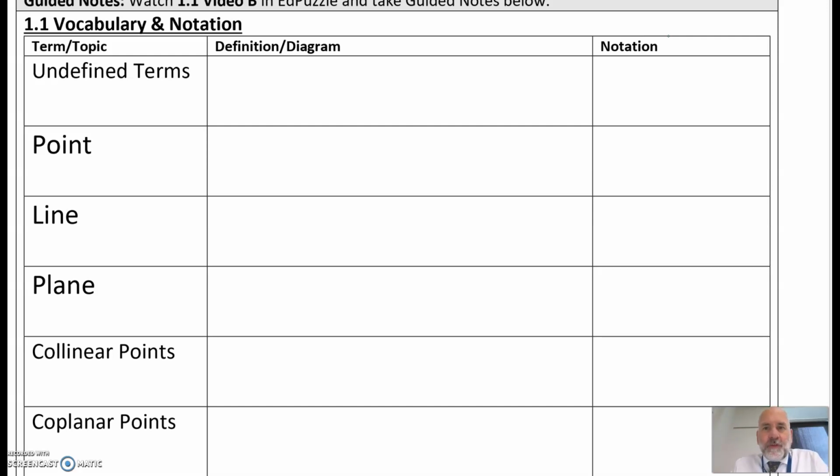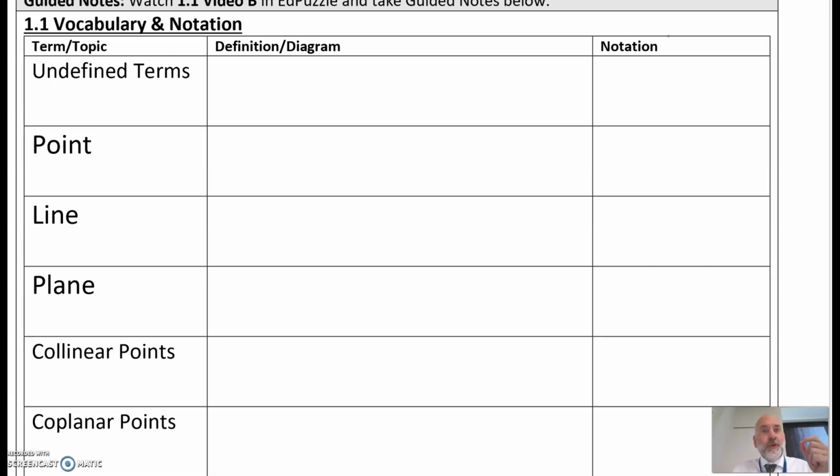So undefined terms is our starting point. If you look in a dictionary and look up a word, it's defined by other words, and those words are defined by other words, and those words by other words. If you kept looking up words, it would all just be circular. Eventually everything would be defined in terms of everything else, and so it's like nothing has any actual meaning.